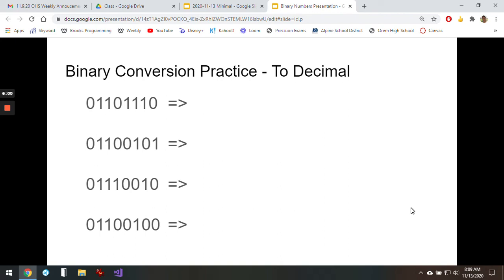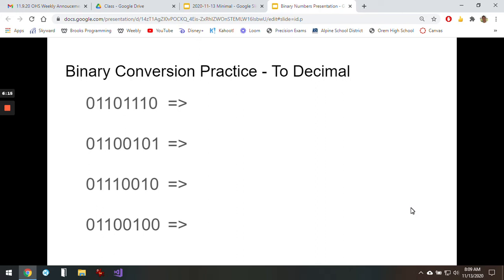Okay, one more. 0, 0, 1, 0, 0, 1, 1, 0. So these two are 96. We've already established that, plus 4. This is 100. Yes, sir?